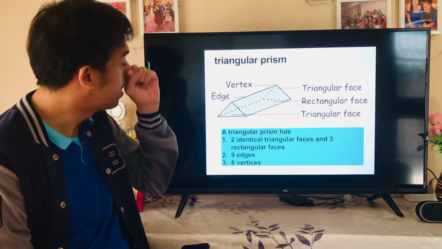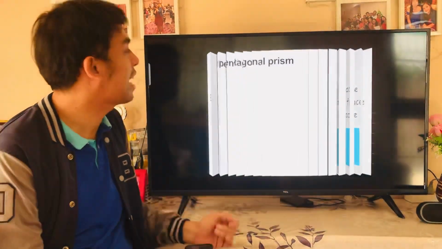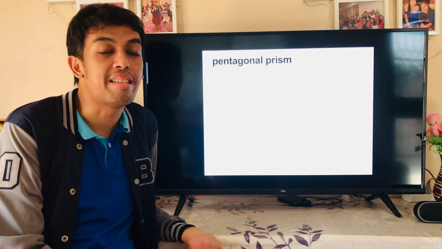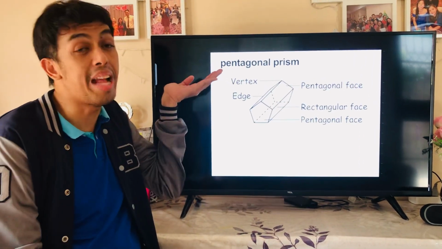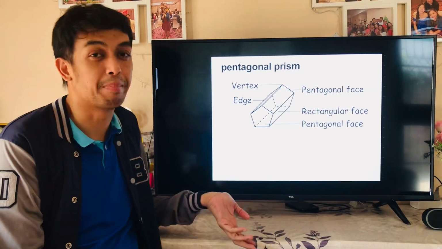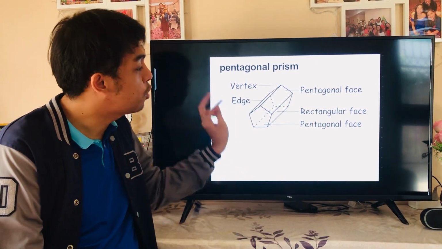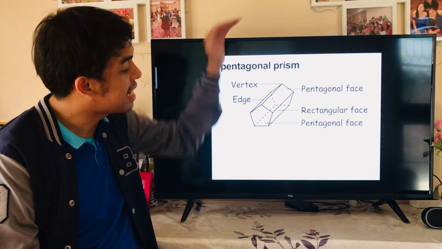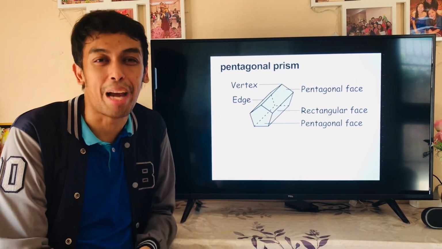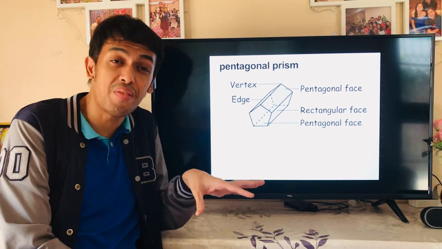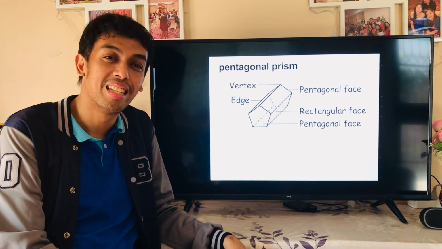Okay? Now, let's go on to our next prism. We call it the pentagonal prism. In our pentagonal prism, from the word pentagon, you will find 2 pentagons at the front and at the back. So if you can count it, I'm giving you time to count now, okay? So you can pause this video now to count.